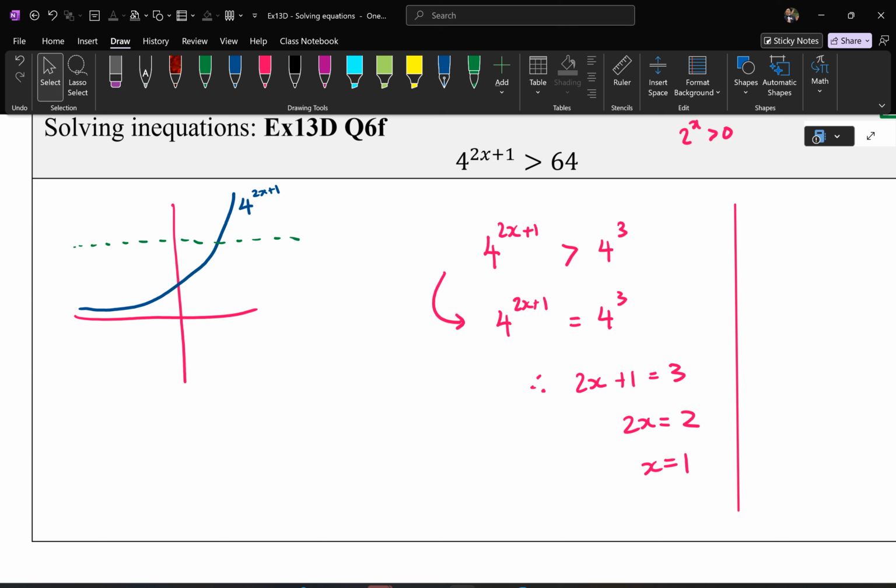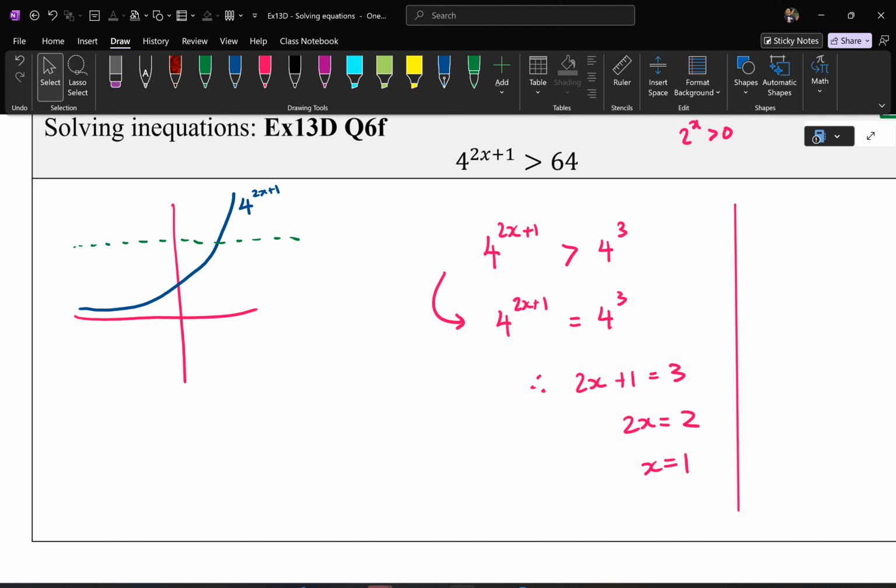I don't actually know what 4 to the 2x plus 1 looks like perfectly, but I do know one thing. It has no vertical translation, it doesn't go up or down, but it might move left or right. But that doesn't matter because the asymptote is still 0, it never touches 0, and it's positive. So that means it must be like this.